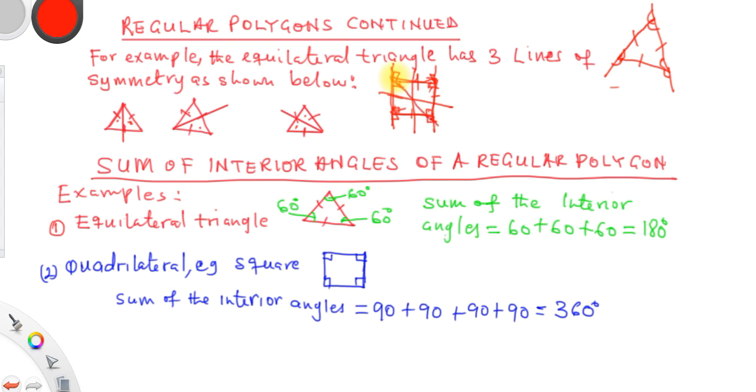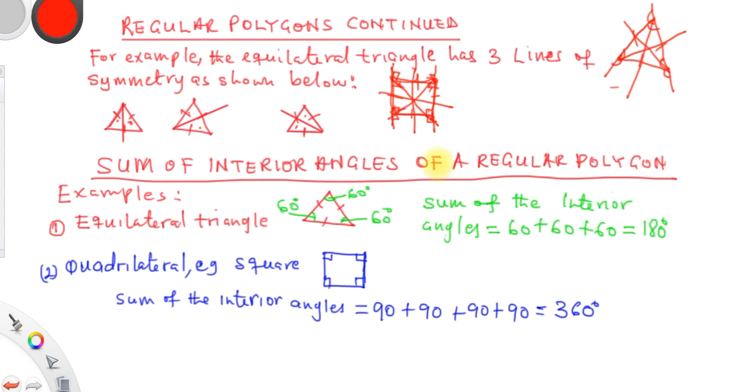We also said that an equilateral triangle is a regular polygon with 3 sides, and therefore it has 3 lines of symmetry that can divide the triangle into two equal parts.